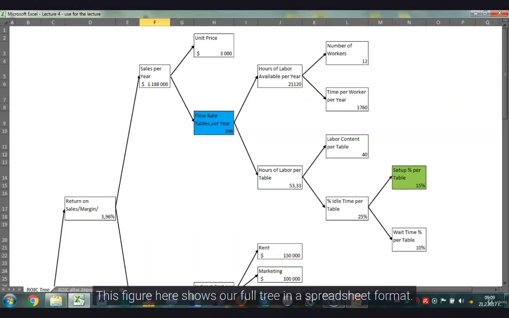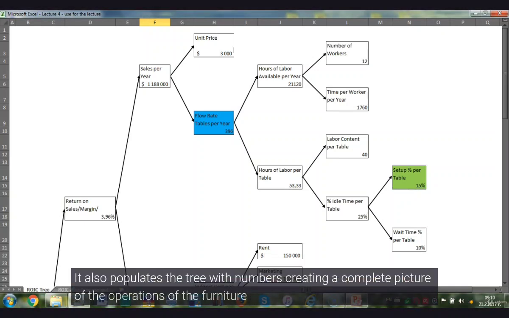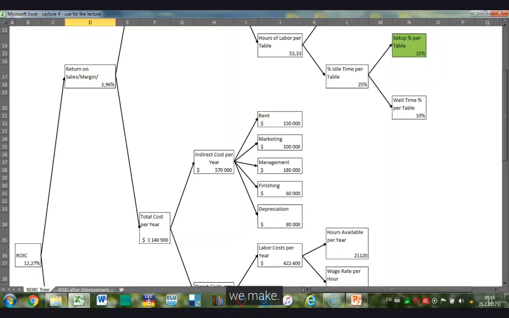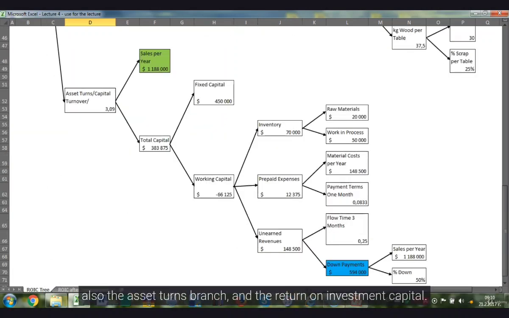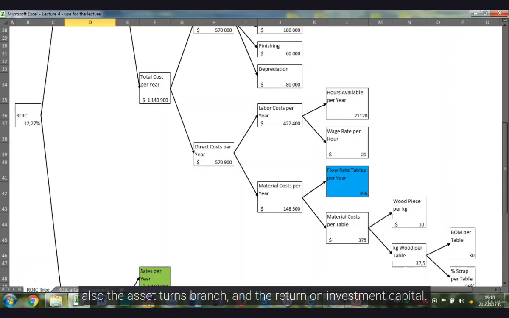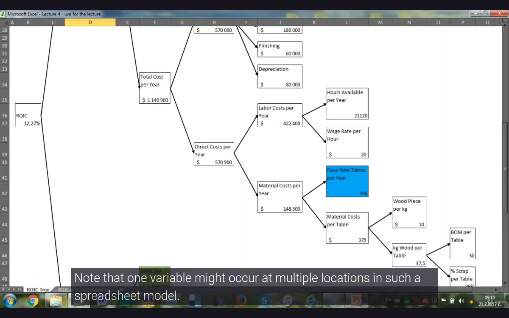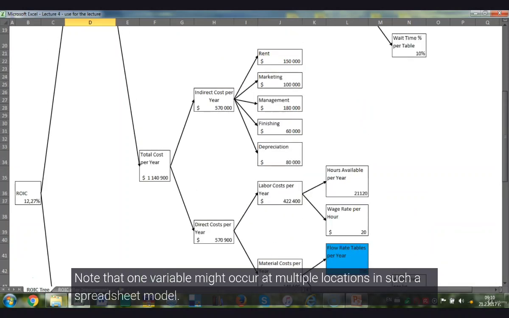This figure here shows our full tree in a spreadsheet format. It also populates the tree with numbers, creating a complete picture of the operations of the furniture we make. Here you can see the return on sales, margin, also the asset turns branch, and return on investment capital. Note that one variable might occur at multiple locations in such a spreadsheet model.